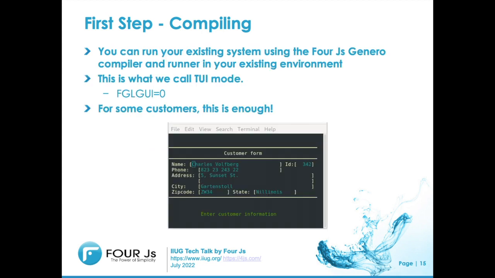You are then at a point where you have your existing Informix 4GL application compiling and running using a 4J's Genero compiler and runner within your existing character environment. This is what we call TUI mode, or text user interface. We have had customers pause at this point. They're happy, their system is running on a modern operating system, it is actively supported, and then they can slowly work out what they're going to do next. In terms of first steps, this is your first milestone. Get to this point where you can compile and run your application in TUI mode.